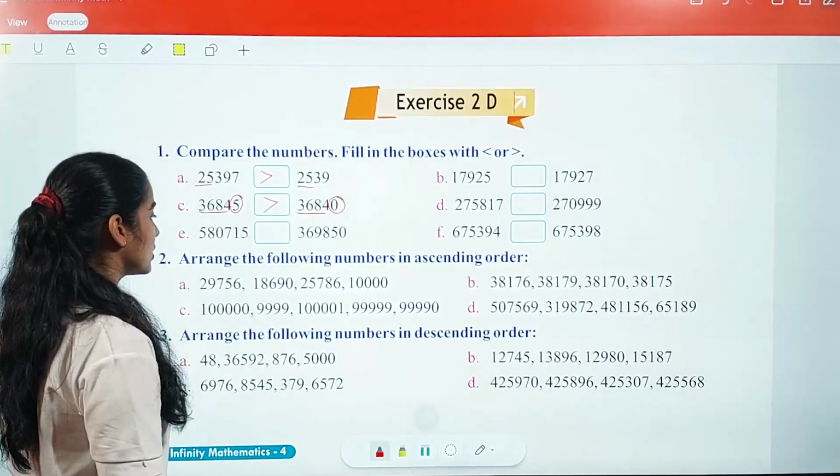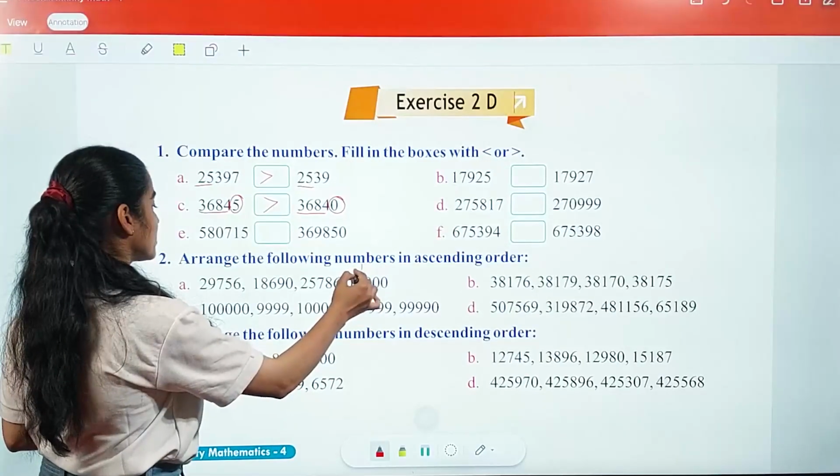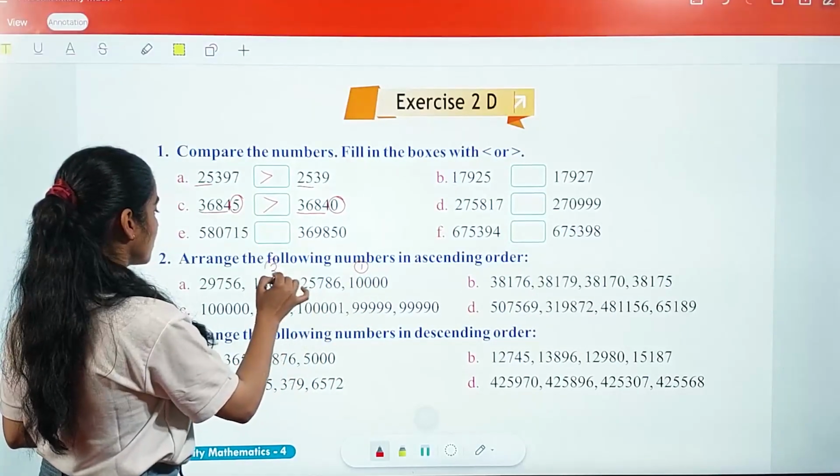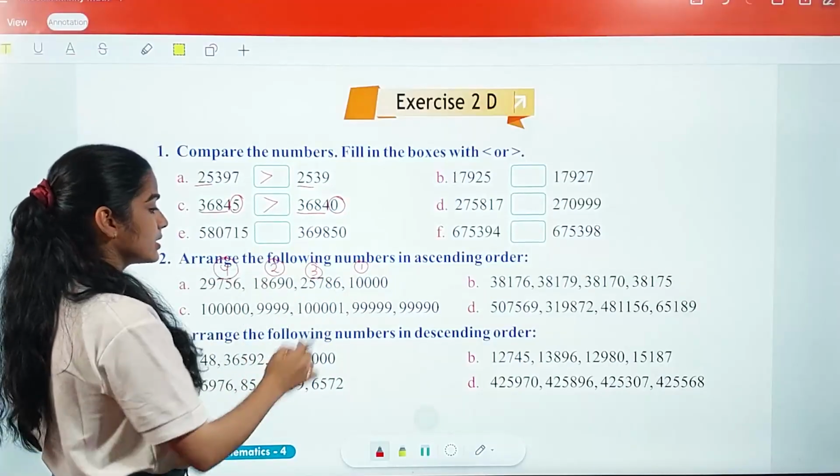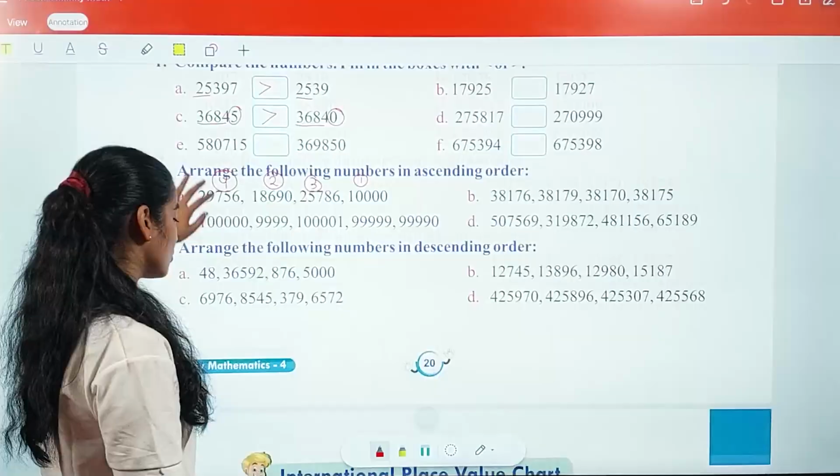Now in this we have to arrange it. Ascending, the smaller one is this. Then second we have this. Third, and this is fourth. As simple as that. Descending order is the vice versa. So you can do it yourself.